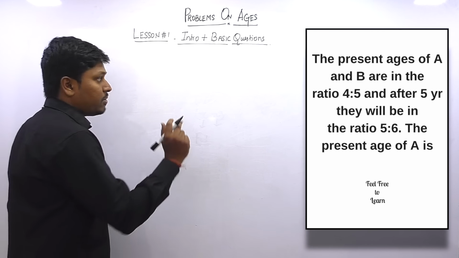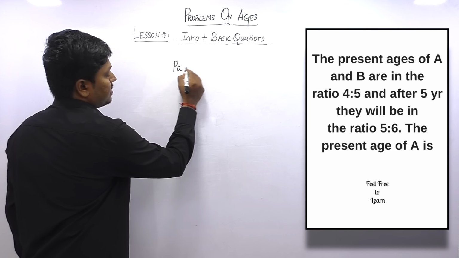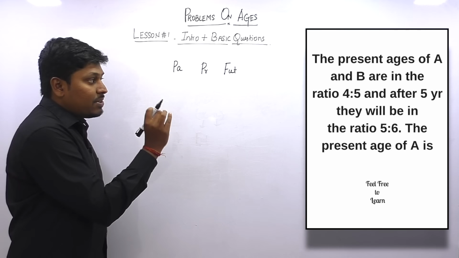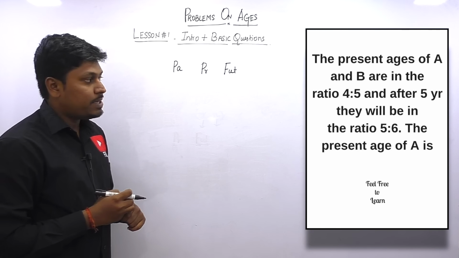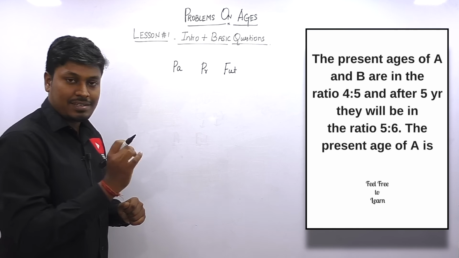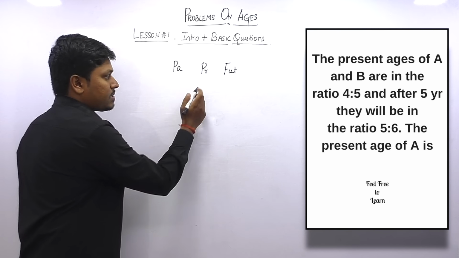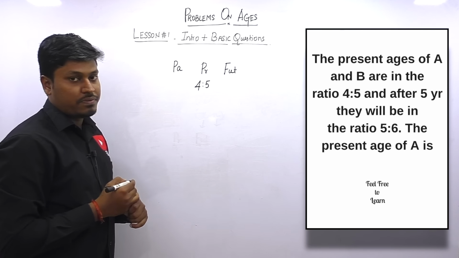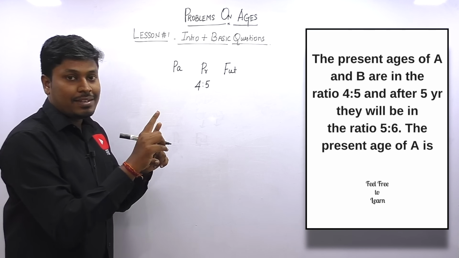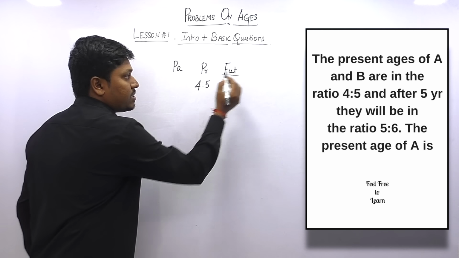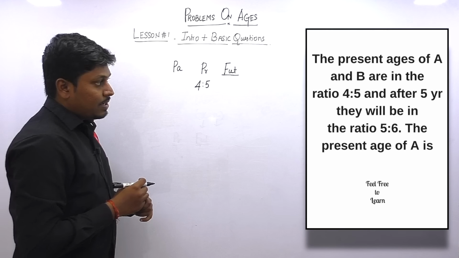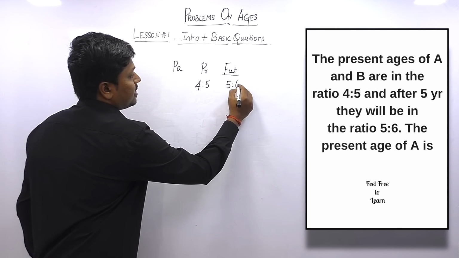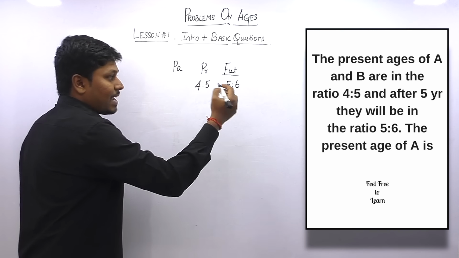So beginners, what you need to do is just write like this: past, present and future, right? What values have they given? The present ages of A and B are in the ratio 4:5. Initially they are talking about the present age. So the present ages of A and B are in the ratio 4:5. After 5 years, the word after determines the future. So after 5 years, the ratio of their ages will be 5:6. So 5:6 is the ratio in the future. How many years after?